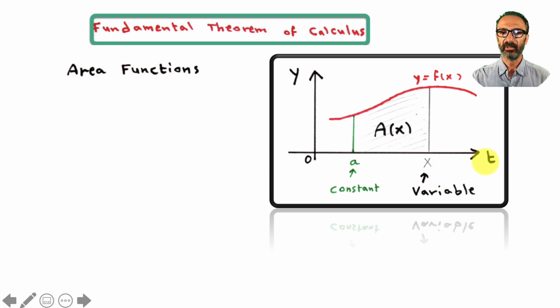T is my dummy variable. X is my main variable. This is a new concept. And as you could see, that's the reason why I'm slowing down, because you need to understand what's happening right here.